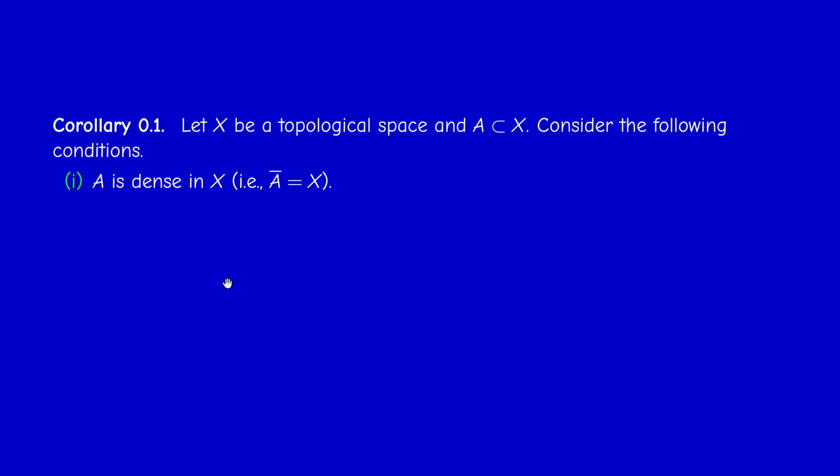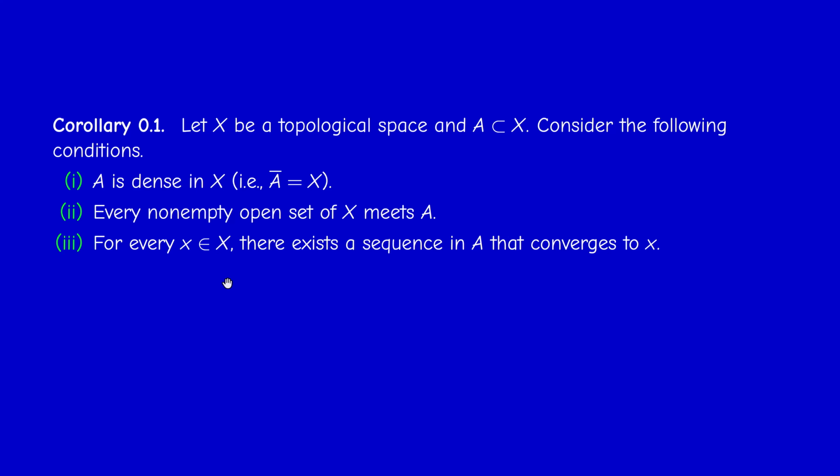A corollary of proposition 0.3 is the following about density of sets. Density is very important. So consider a topological space X and a subset A of X, and the following three conditions. Condition 1: A is dense in X, meaning that A bar is X. Condition 2: every non-empty open set of X meets A. Condition 3: every x in the space can be approximated by a sequence in A.